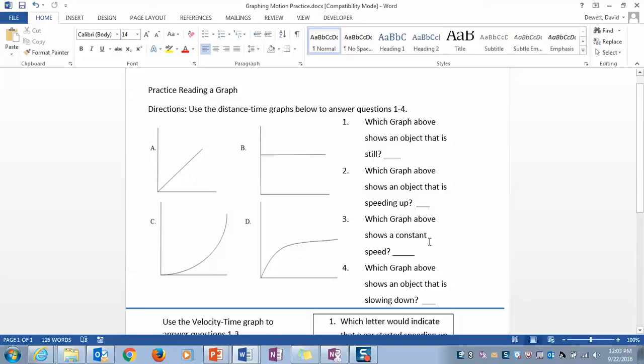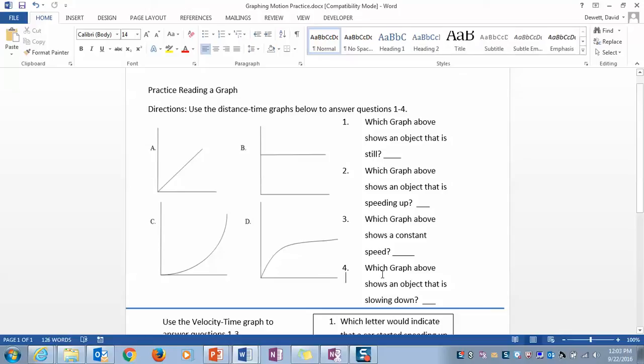Number 3, which graph above shows a constant speed? That would be letter A would be the best, because notice there's no curve to the line. Every second that passes, my distance is changing, so it's equal. This would be a car that's just every second that passes, it changes the distance in equal intervals.